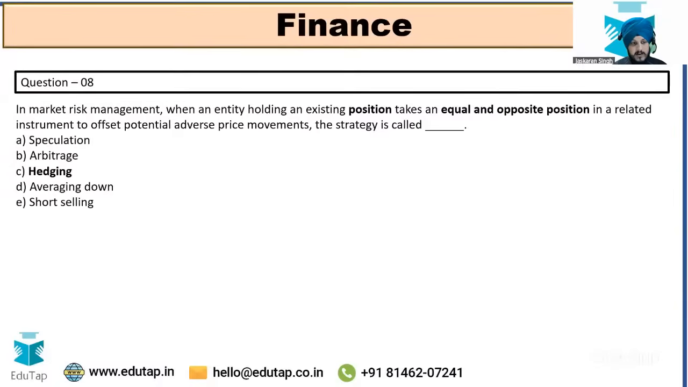Now question number 8. In market risk management, when an entity holding an existing position takes an equal and opposite position in a related instrument to offset potential adverse price movements, the strategy is called what? So the answer was hedging.